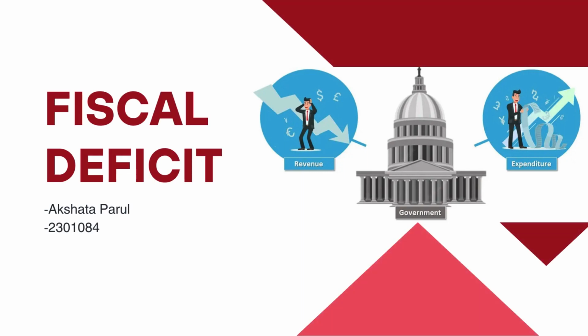Fiscal deficit refers to a situation where a government's spending surpasses its income in a particular financial year, or in simpler terms, it's the amount of money a government borrows to cover the gap between what it brings in, that is the revenue, and what it spends, or the expenditure.